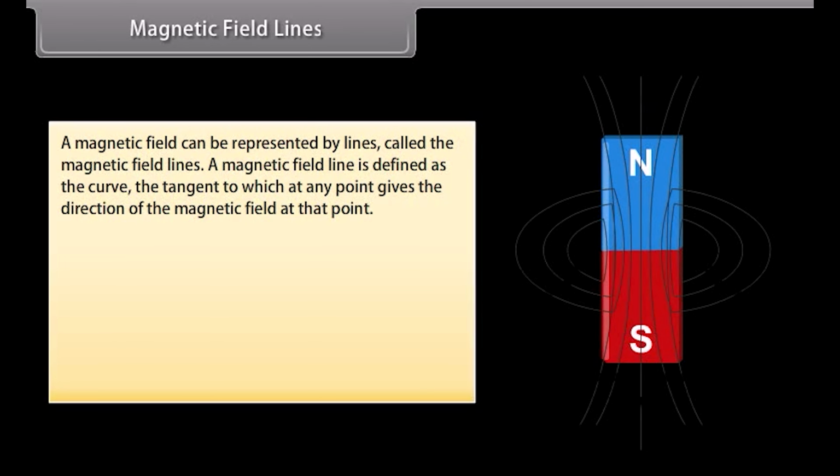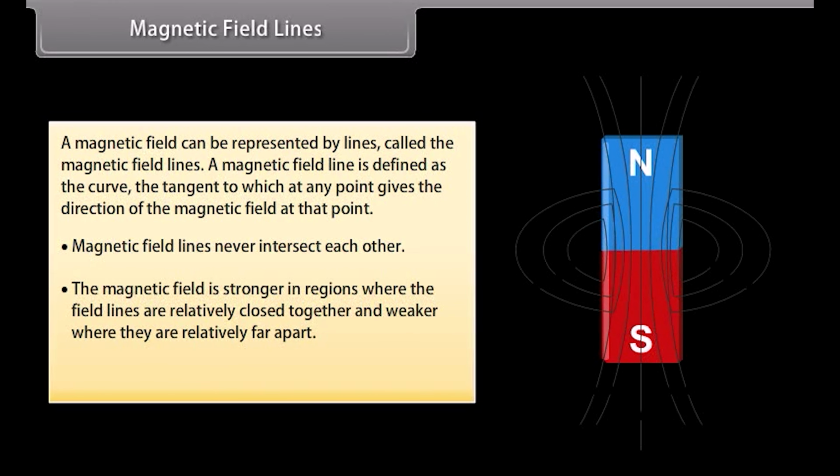Magnetic field lines. A magnetic field can be represented by lines called magnetic field lines. A magnetic field line is defined as the curve, the tangent to which at any point gives the direction of the magnetic field at that point. Magnetic field lines never intersect each other. The magnetic field is stronger in regions where the field lines are relatively close together and weaker where they are relatively far apart. Magnetic field lines are always closed continuous loops.